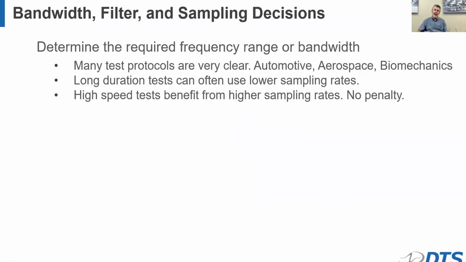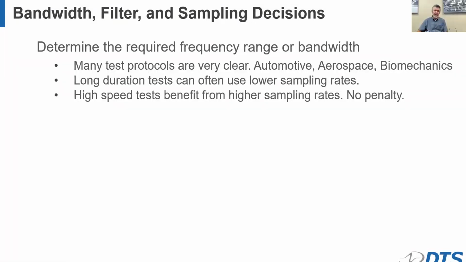So what do you do? How do you make decisions for your testing environment? Number one is you need to determine the required frequency range or the bandwidth you're going to have to measure. And if you're working to a test protocol, many of those are very clear if it's automotive, aerospace, or biomechanics. Sometimes long, slow tests can use lower sampling rates, but you have to be careful. You need to think about what data bandwidth you really need. It's the first question I ask when I say I'm going to put instrumentation on a test. And then high-speed tests benefit from higher sampling rates.